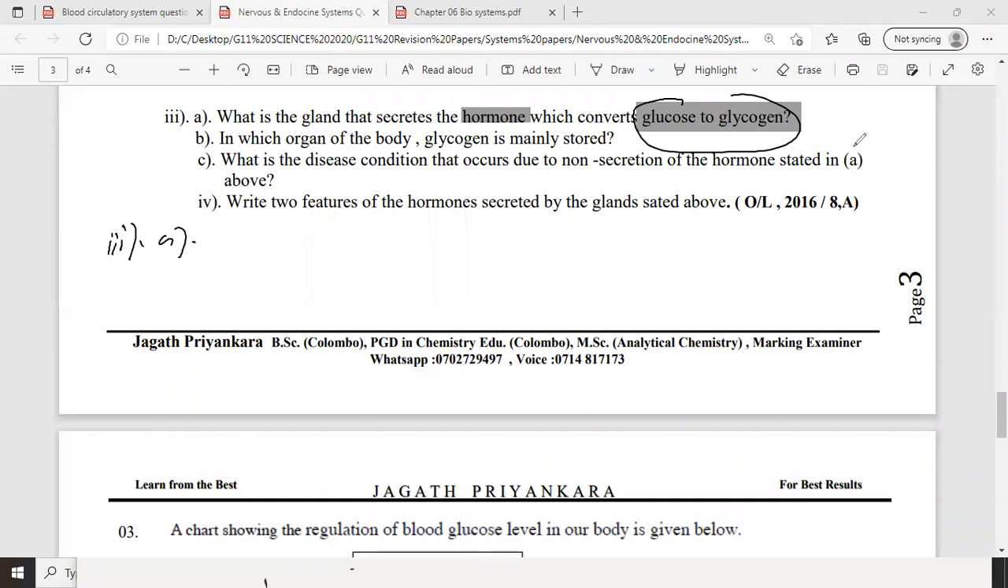Insulin hormone. Insulin. Yeah, very good. The answer is insulin. Very good. Excellent. Insulin. What hormone? Insulin hormone.